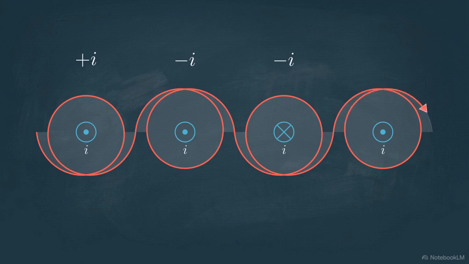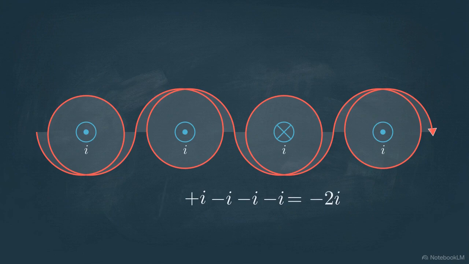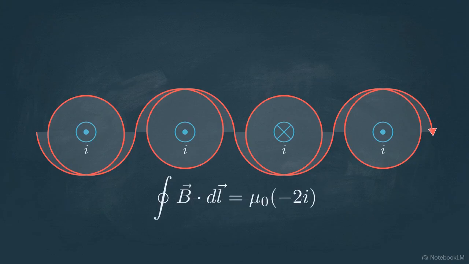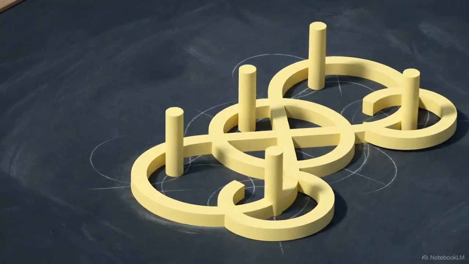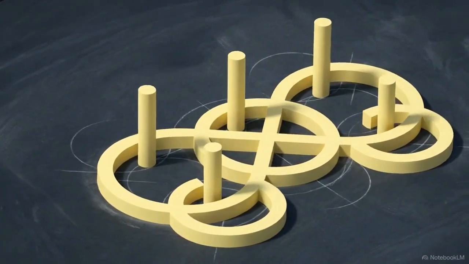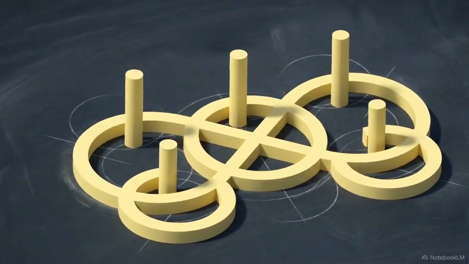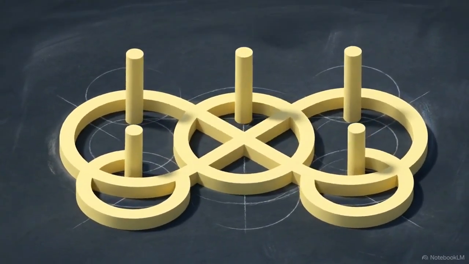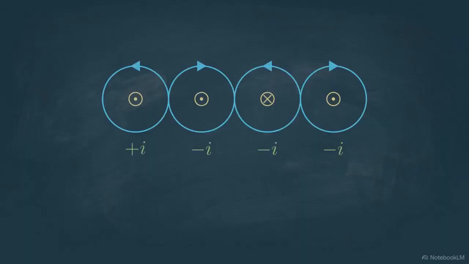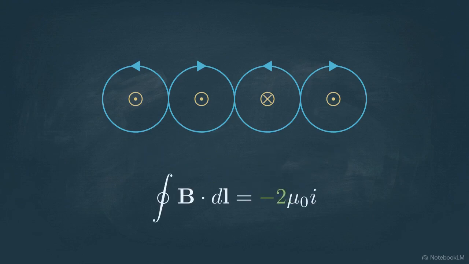Summing these individual lobes results in positive I followed by 3 negative I values, for a net total of negative 2I. Multiplying by the permeability constant completes the integral. The final result of negative 2 is a direct consequence of how the alternating geometry of the path interacts with the current directions. This complex calculation demonstrates the consistency of our analytical rules.